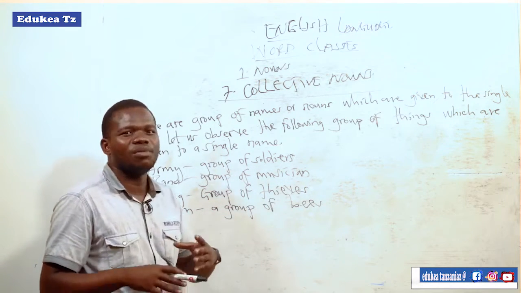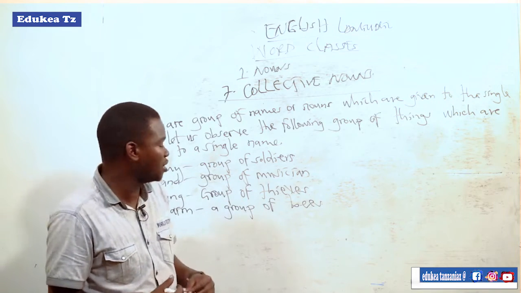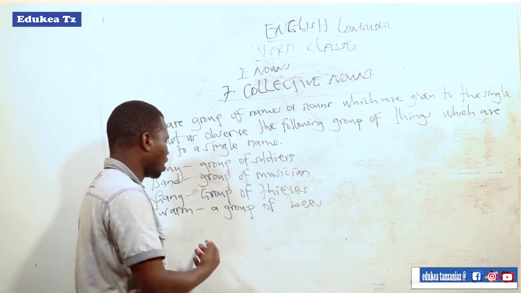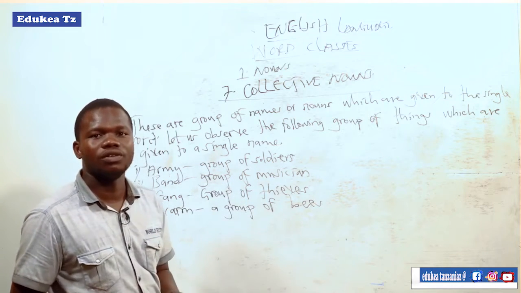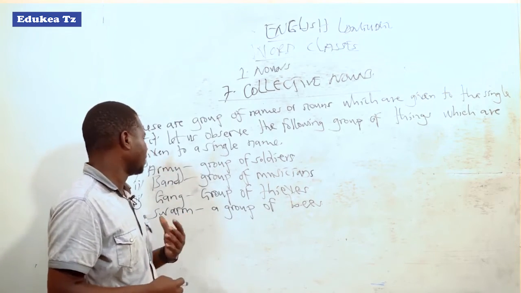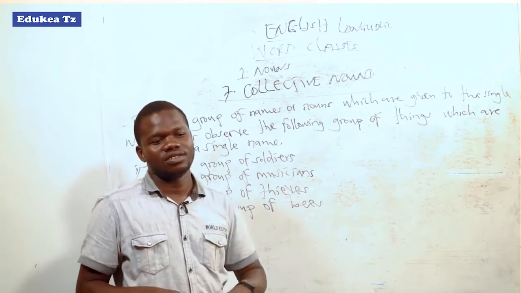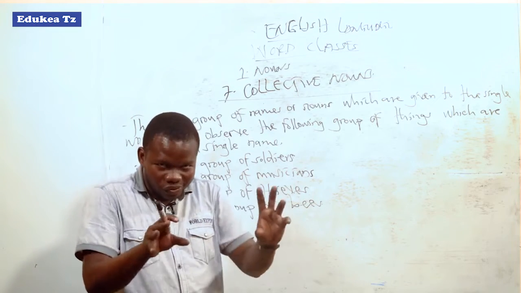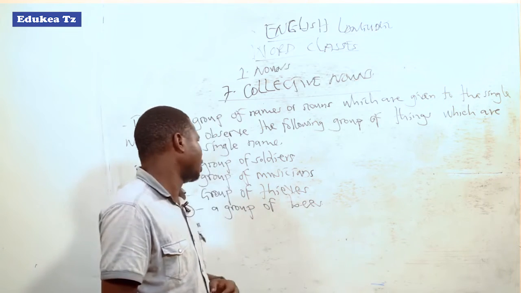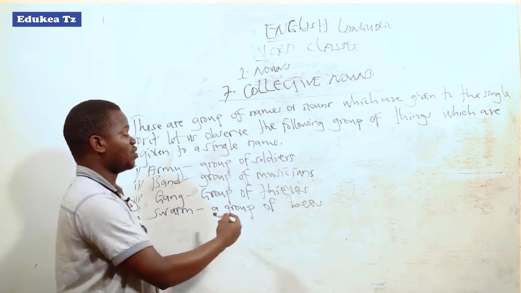We have Yamoto band, another example of a Tanzanian band in music. Again, we have other examples like gang. A gang is a group of thieves. So we have those examples of collective nouns, like army, that is a group of soldiers. Once those soldiers are in a certain group, in their collection, then we call them army.